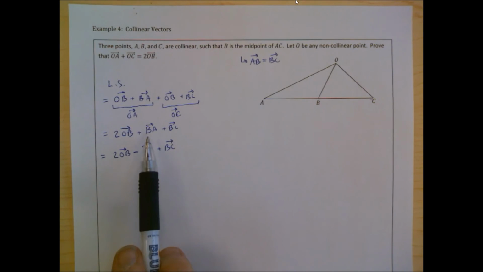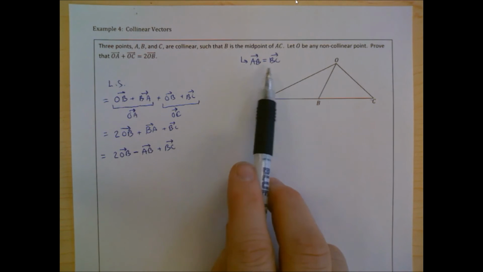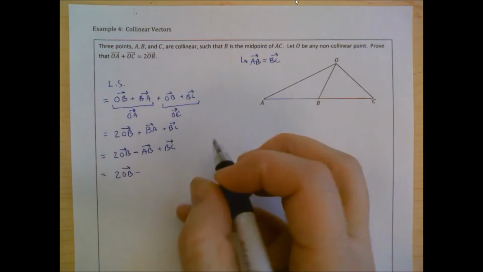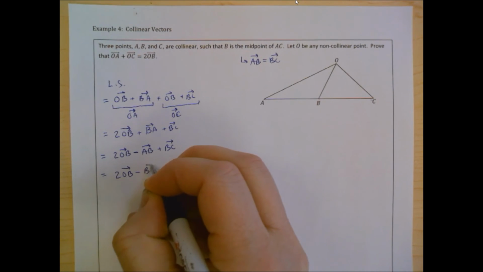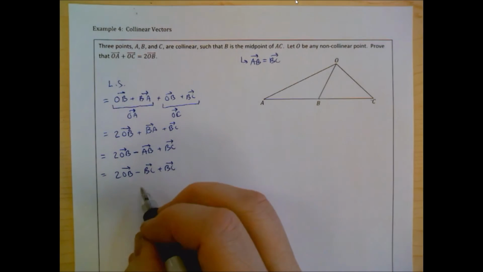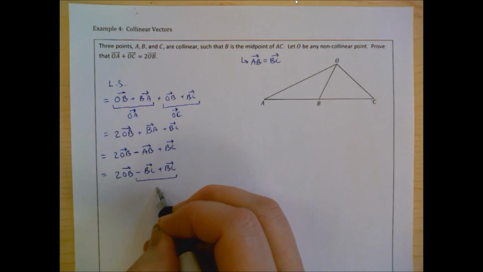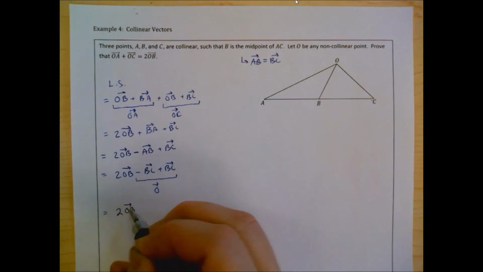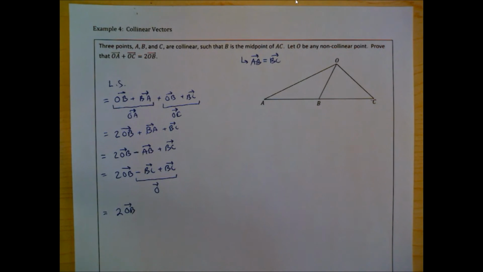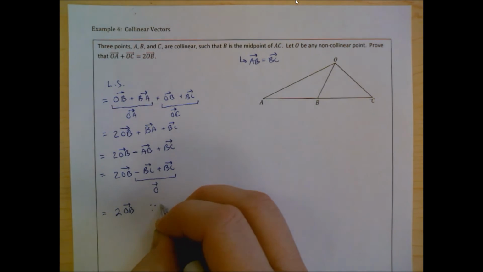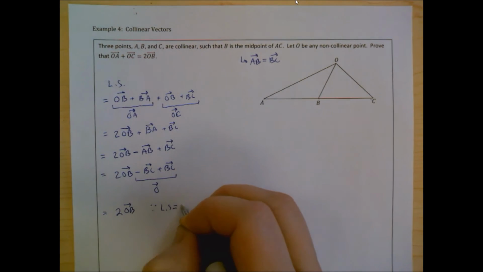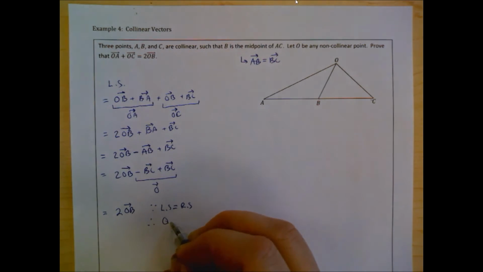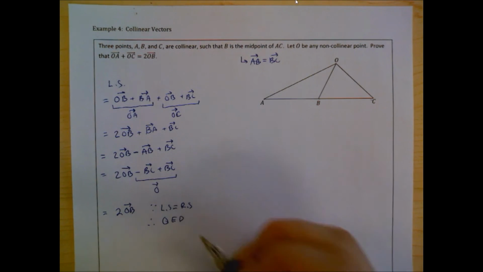And then, again, I want to make this a zero vector, but I know AB is equal to BC, so I can write it as 2OB minus, instead of AB, BC plus BC, and I now have the zero vector. So this is really equal to 2OB, because left side equals right side. Therefore, QED.